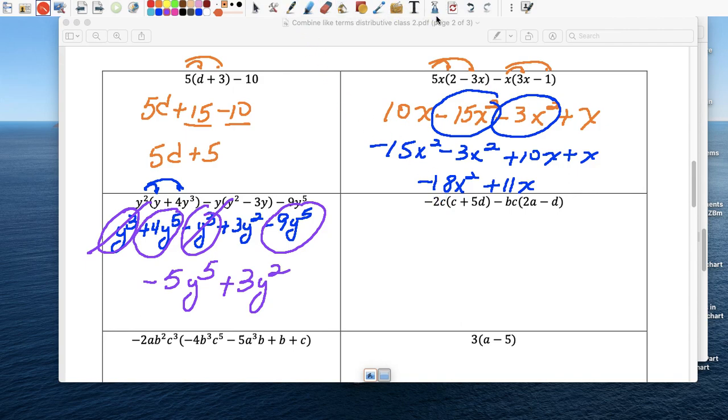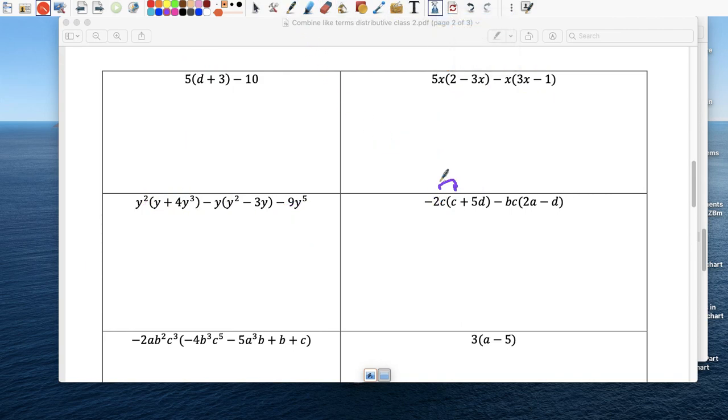Again, distributive property, right? We do the distributive property because we have to take the parentheses away in order to combine like terms. Negative c times 2c is negative 2c squared. Negative 2 times 5 is negative 10cd. Next one, negative bc times 2a, so it's negative 2abc. Write the variables in order. And then negative times a negative is a positive, and bc times d is just bcd.